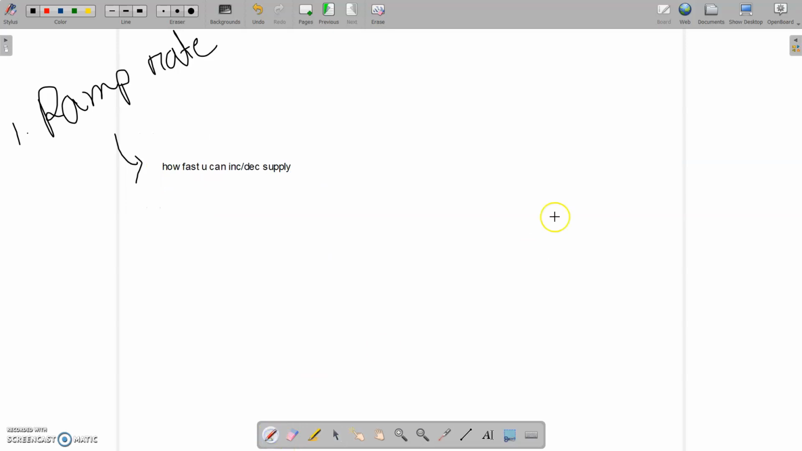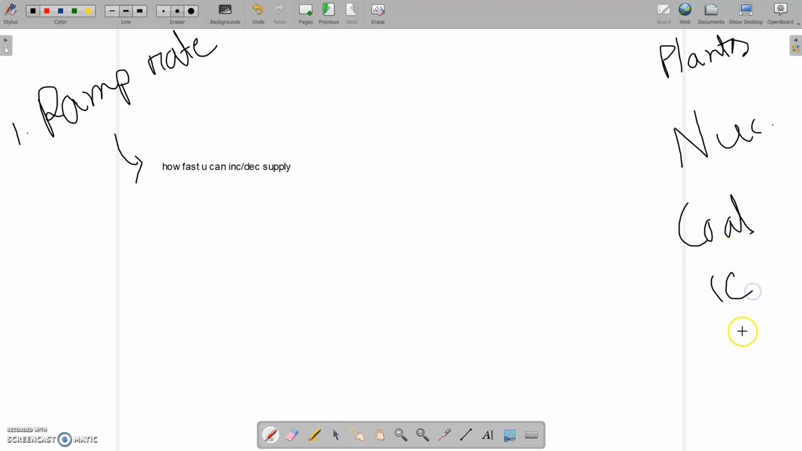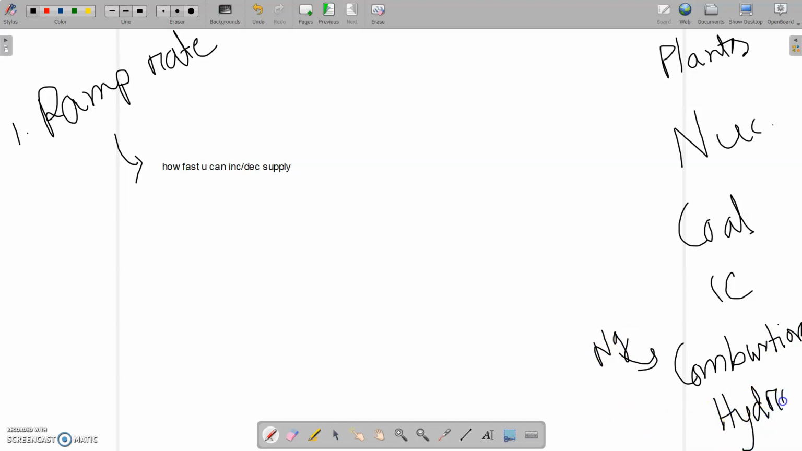Now, there are different types of plants. In Bangladesh, and all over the world, there are different types of plants. So what are the plants? The plants can be nuclear plants. It can be coal based plants as well. It can be combined cycle plants, or it can be combustion engine plants. Combustion means natural gas or diesel fuel, something like this. It can also be hydro plants. There are different types of plants there.